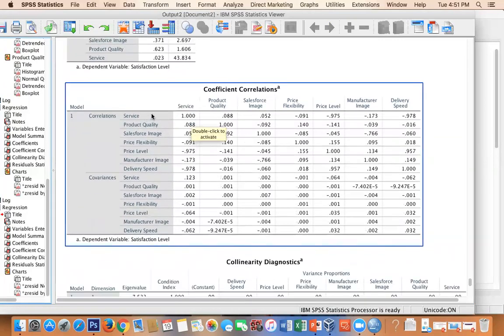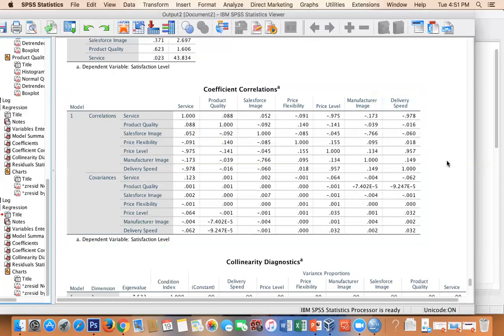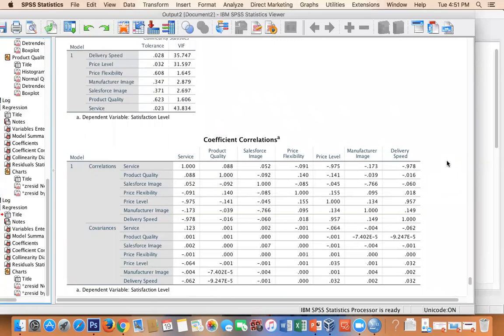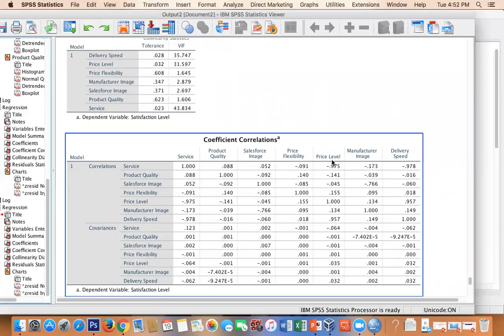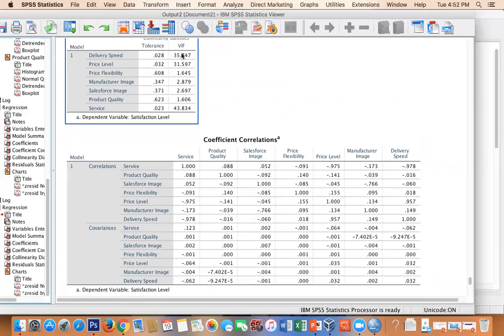Why is service so bad? Look at the correlations between the other variables. Service and price level is 0.975. That is next to insane. And 0.978 with delivery speed. That means it's so highly related to these two that it's messing up the whole chart. Okay, and you can see delivery speed and price level, which are the 2 highest correlations to service, have very bad inflation factors as well. That's the reason you should take one of them out. I would personally take service out.